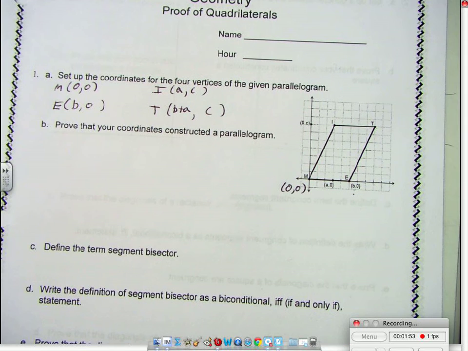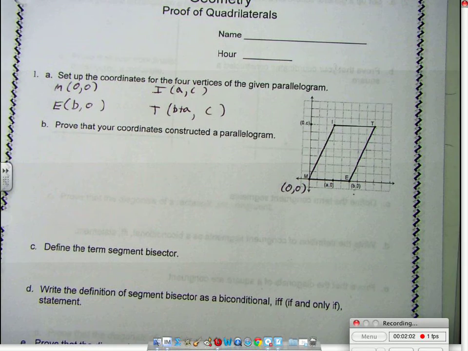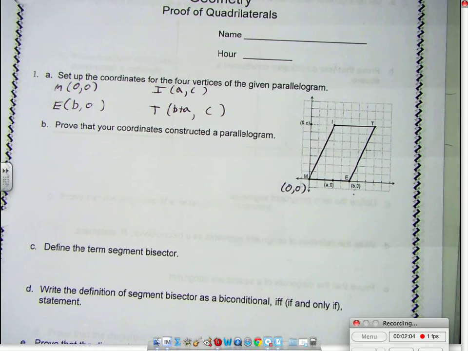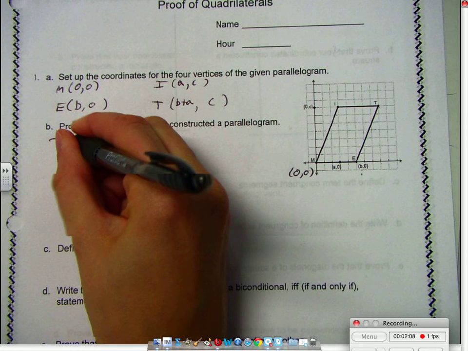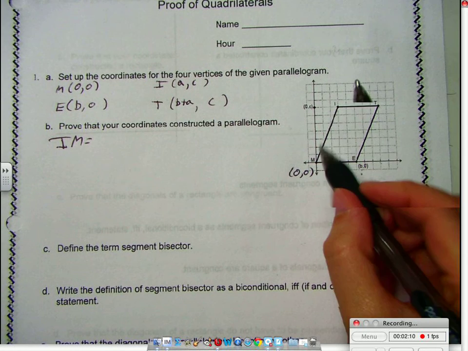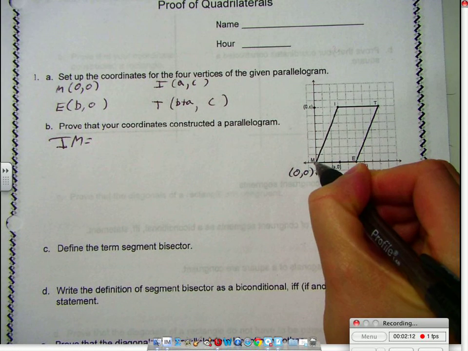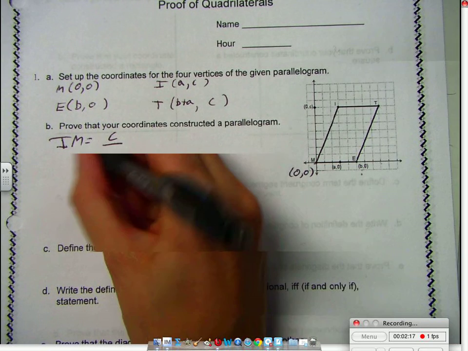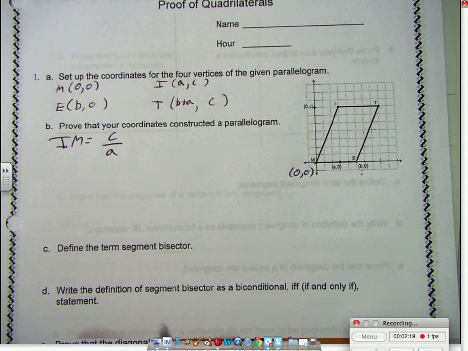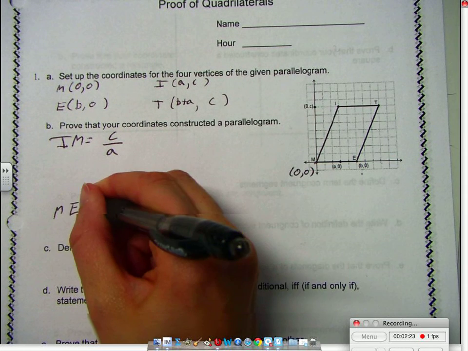All right, next we're going to prove that it's a parallelogram. What is one way to prove that something is a parallelogram? What's in the name of the parallelogram? Parallel. Opposite sides are parallel, so we're going to find the slopes of each of these sides. First, I'm going to look at I to M. Okay, I'm at M. To get to I, how much do I go up? C. How much do I go over? Good. That's it.